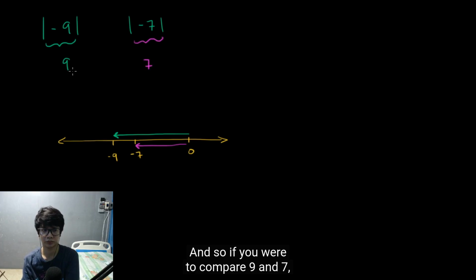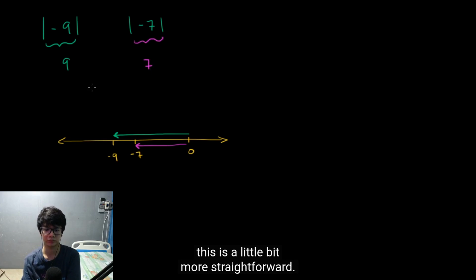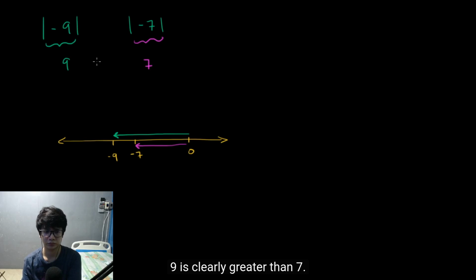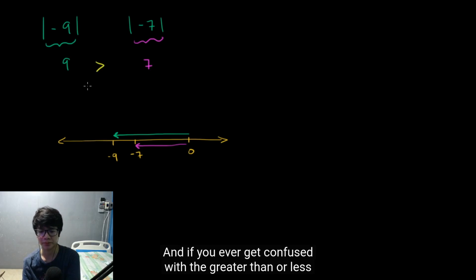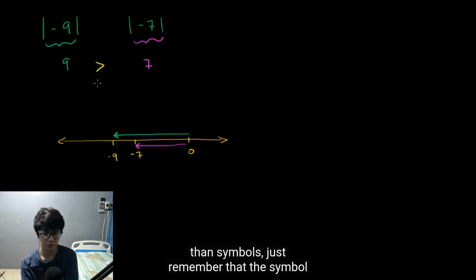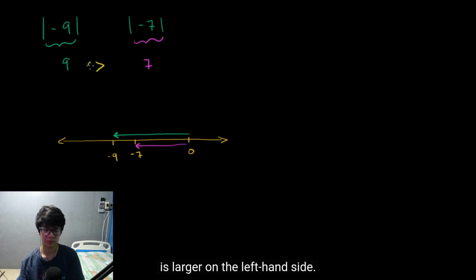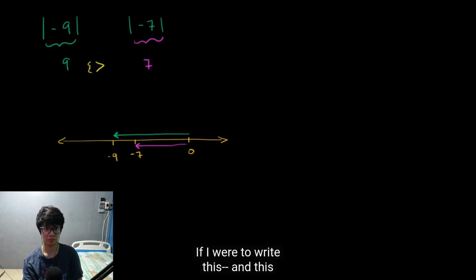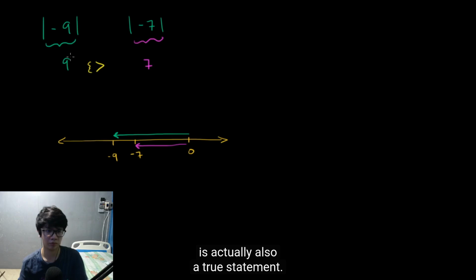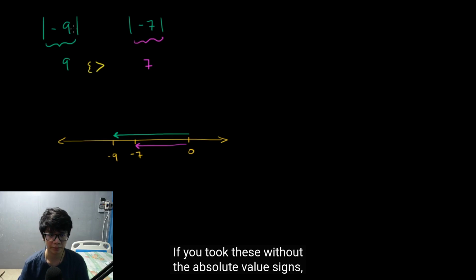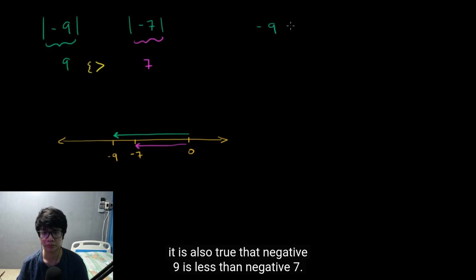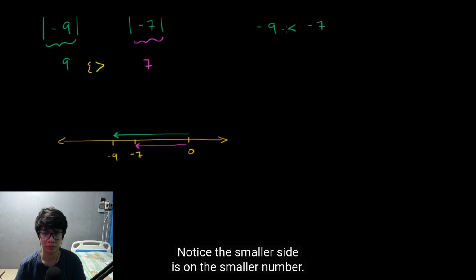If you were to compare 9 and 7, this is a little more straightforward. 9 is clearly greater than 7. If you ever get confused with the greater than or less than symbols, just remember that the symbol is larger on the left-hand side. That's the greater than side. Without the absolute value signs, it is also true that negative 9 is less than negative 7. Notice, the smaller side is on the smaller number.